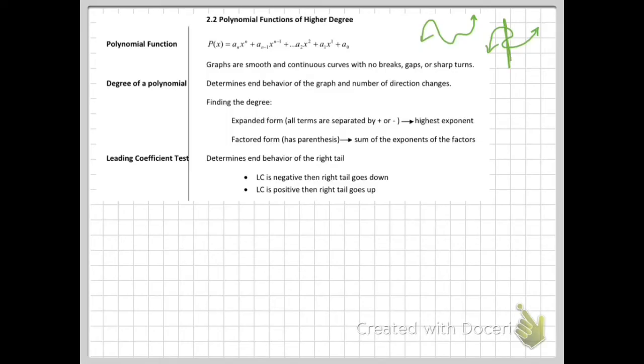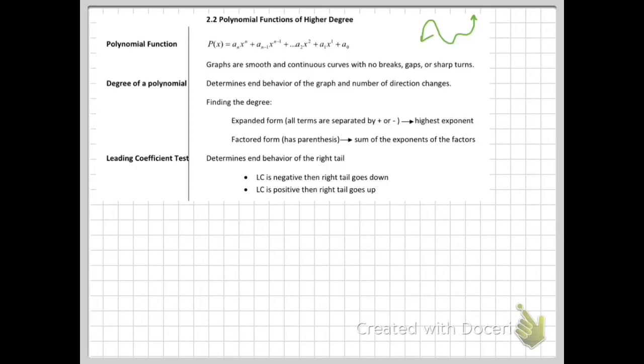They're smooth continuous curves with no breaks, gaps, or sharp turns. Notice my polynomial example is curvy. It doesn't come to a point. That is not a polynomial function. So make sure your graph has curves.